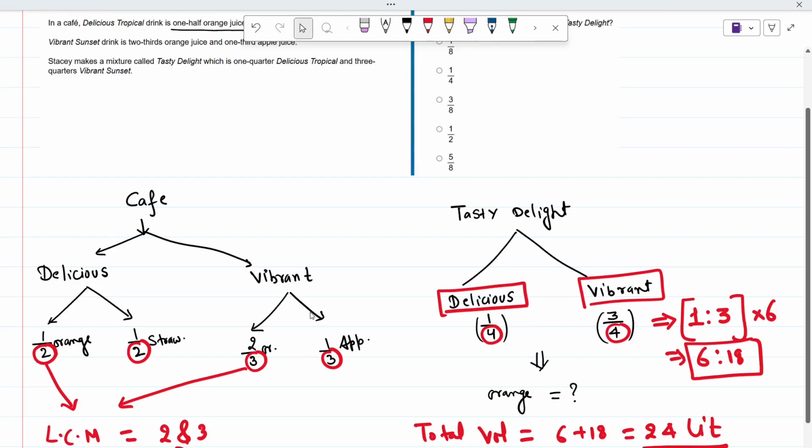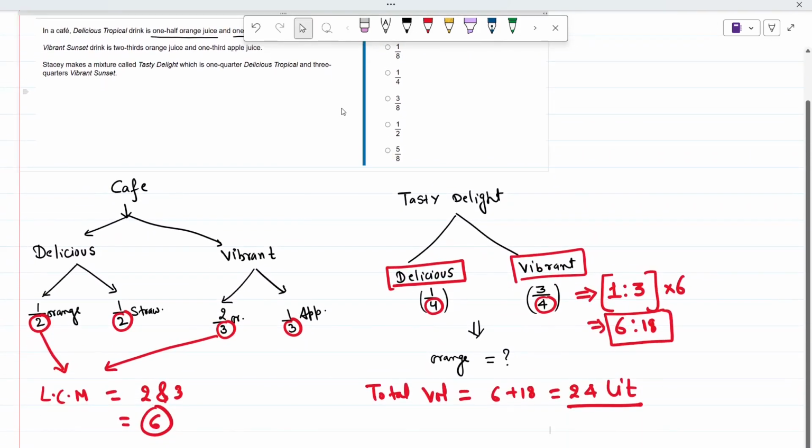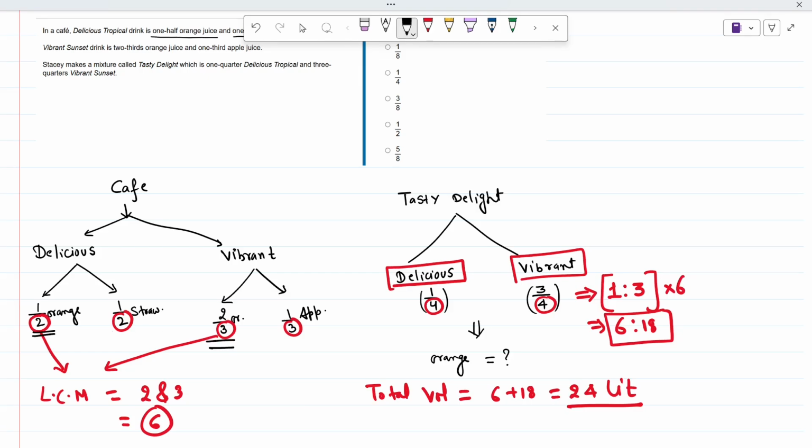What is the benefit? Why? First of all, 1:3 is the ratio, right? So we could assume the total volume as 4. But when we divide it for the delicious tropical drink and the vibrant drink, it will come into fractions. So to avoid that, I have again multiplied with the LCM of these denominators. These are all logical steps, right? So to avoid any fractional calculations, I have multiplied this ratio by 6, and I get 6 is to 18. It means I should consider my total mixture as 24 liters.